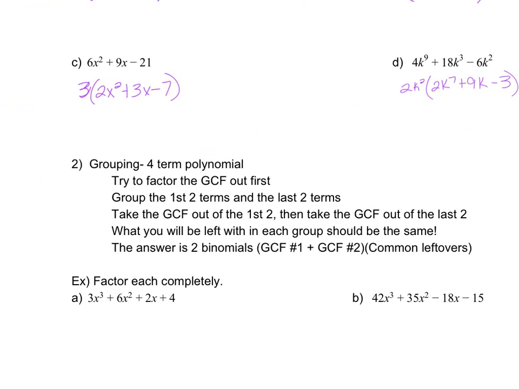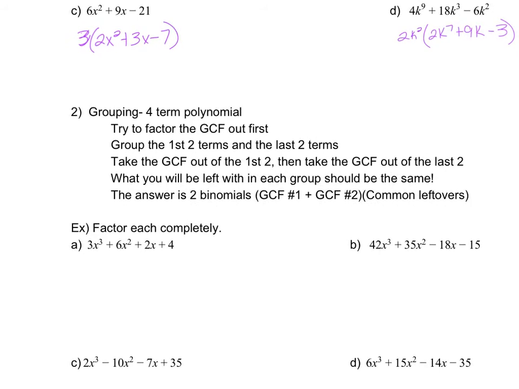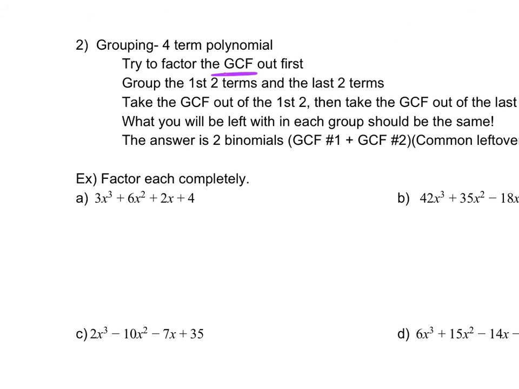All right, so now let's look at factor by grouping, which is one of my favorite ways of factoring. So first, always, whenever you're factoring, try to factor out the GCF. Okay, then group the first 2 terms and the last 2 terms. And then you're going to take the GCF out of both of those. So what will be left within each group should be the same. So in the parentheses, they should be the same. And the answer is 2 binomials.